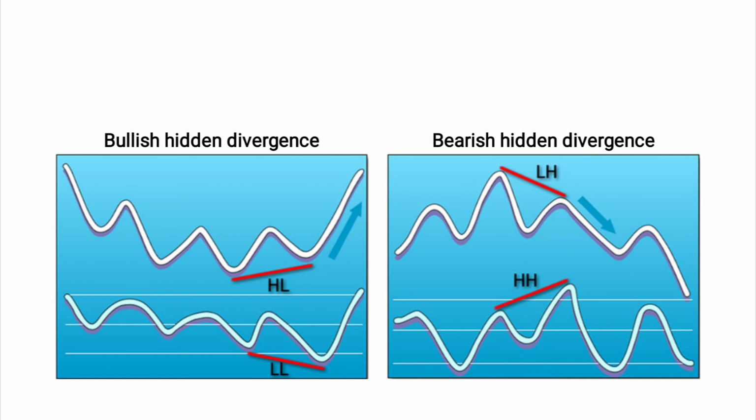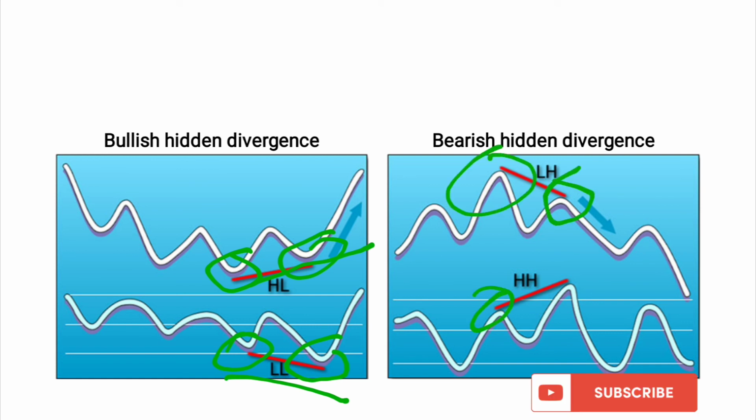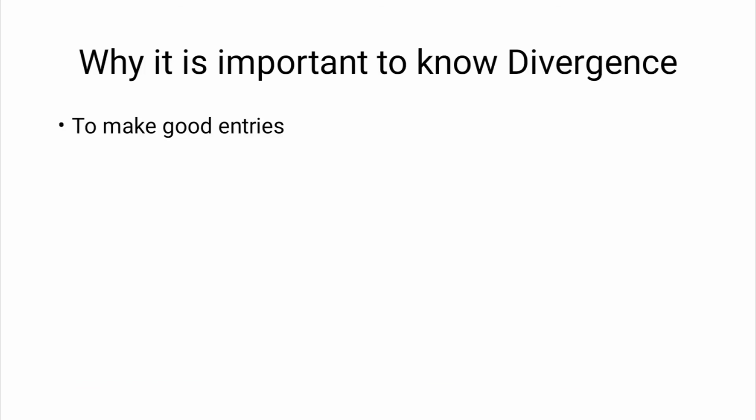Price will be moving up while the indicator is moving in another direction. We are focusing on these legs. Here it's like this, while the indicator is the other way. This is what we basically call a divergence. I'll explain more on the next video where I will start defining what a TDI is, Traders Dynamic Index. So why is it important to know about divergence?